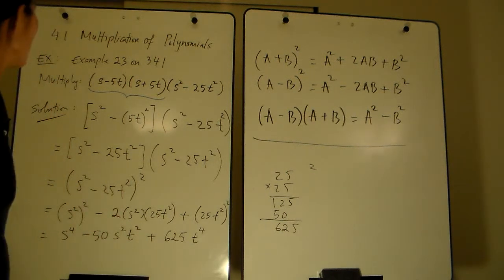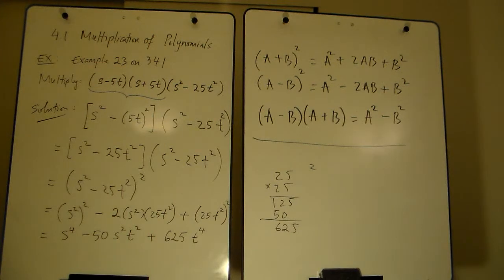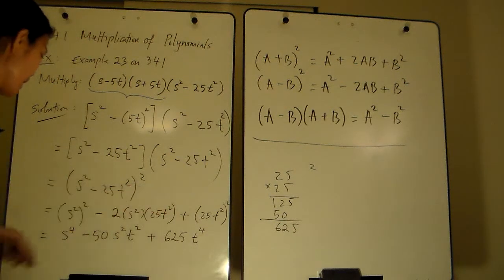So this is how you solve example 23 on page 341. We use this formula to get this, and then combine. We use this formula to get this, and then simplify.